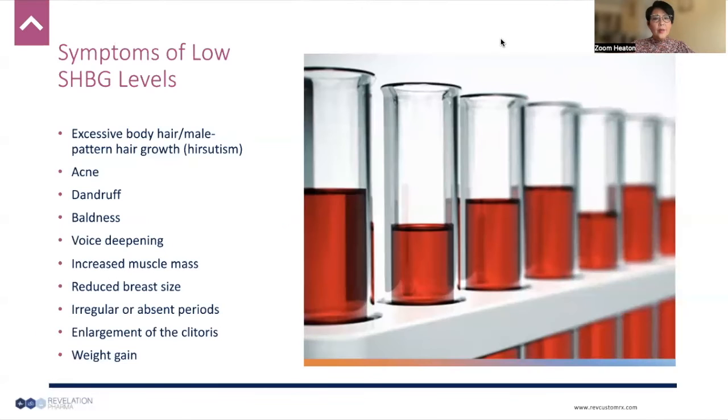So now let's go to symptoms of low SHBG levels. And some of those symptoms include excessive body hair or hirsutism or male pattern hair growth, acne, dandruff, baldness, voice deepening, increased muscle mass, reduced breast size, irregular or absent periods, enlargement of the clitoris, and weight gain.